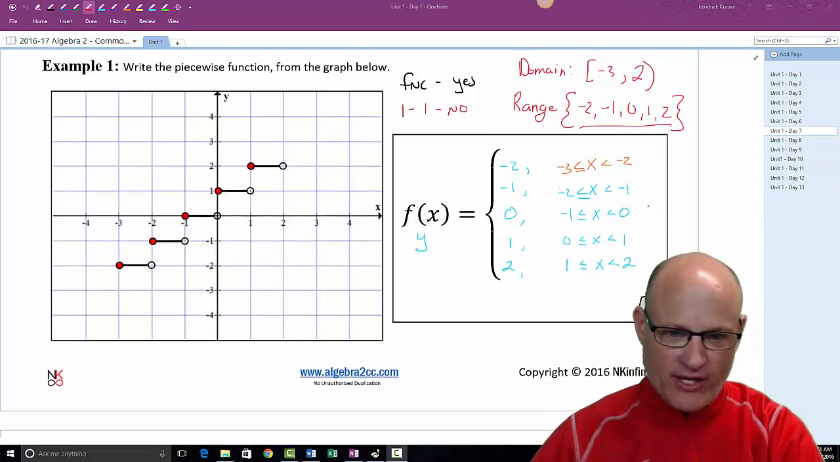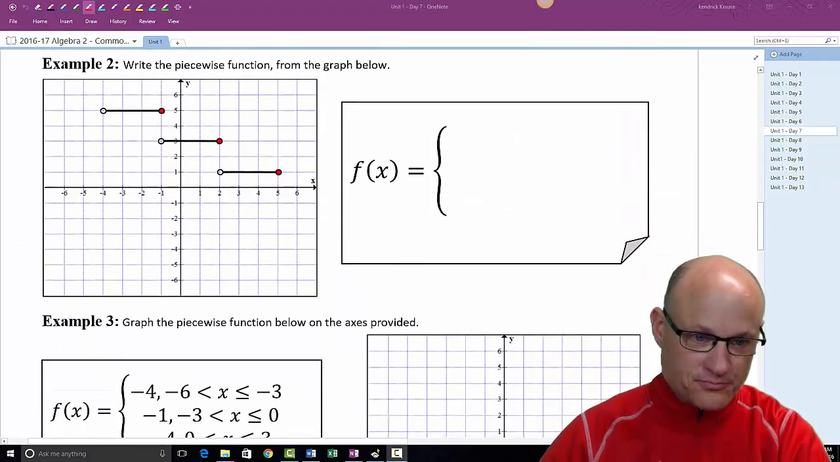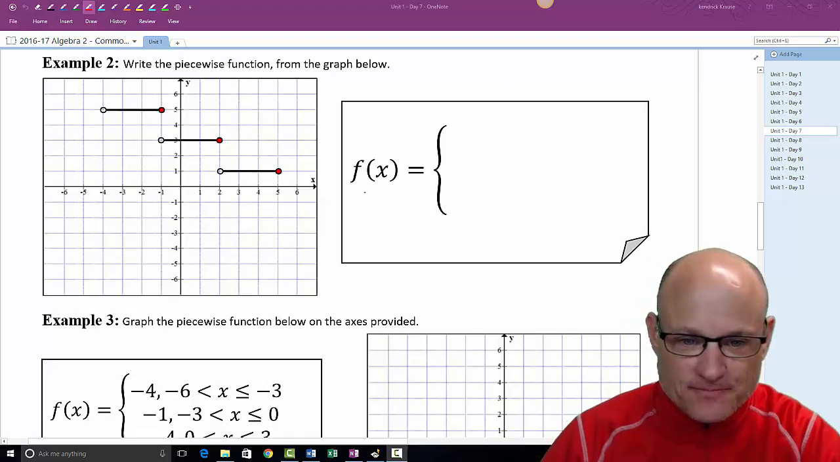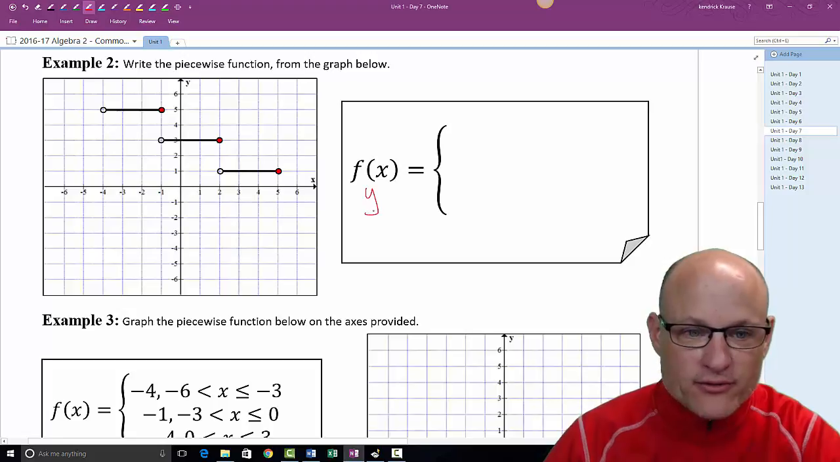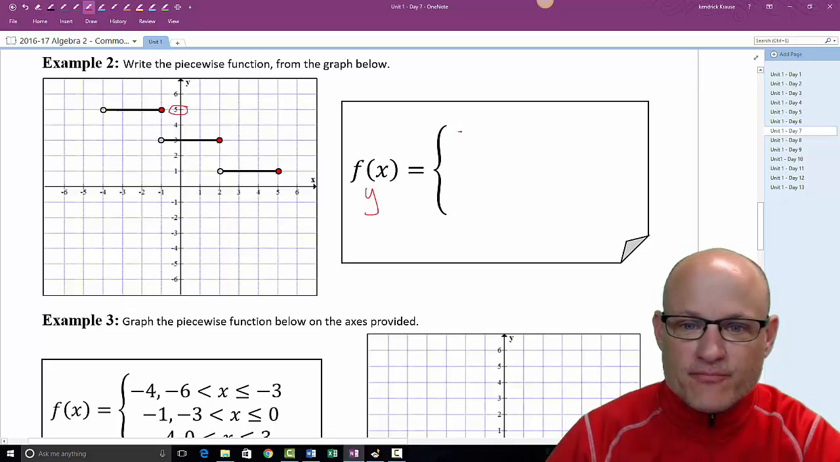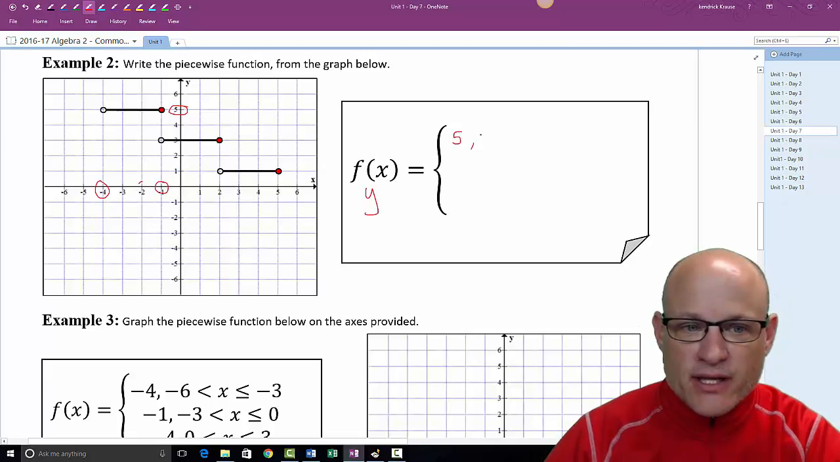All right, let's do a couple more examples. Here's another piecewise function. Remember, f of x are the y values. So let's take a look. What is the first y value it can be? The first y value it can be is 5. And that's from -4 to -1. -4 less than x less than -1.